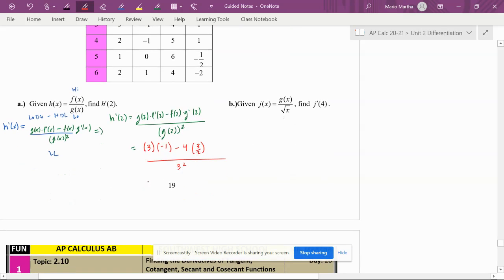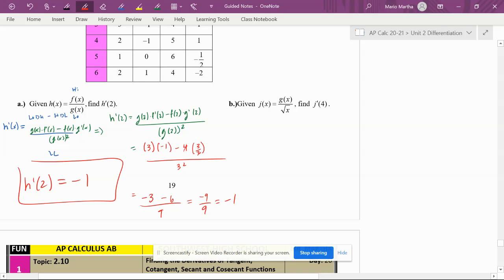And again, one more time, we simplify. So we're going to get negative 3, negative 4 times 3 halves. That's just going to be negative 6, all over 9. So this is negative 9 over positive 9, equal to negative 1. So we can say h prime of 2 equals negative 1.